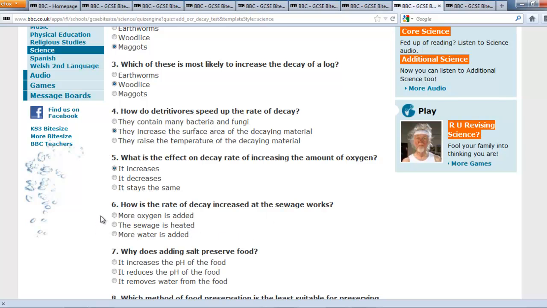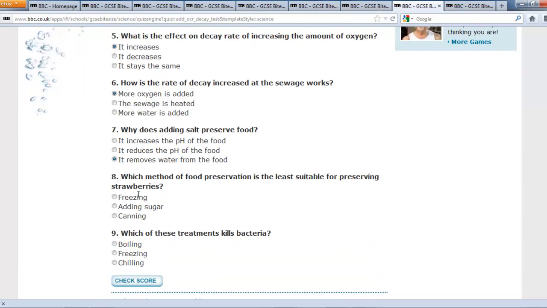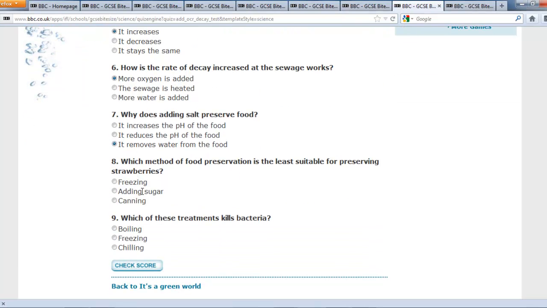How is the rate of decay increased as the sewage works? More oxygen is added. Why not heat the sewage? It would be just silly, it's so much energy. Sewage already has water in it, to be pretty much sure. Why does adding salt preserve food? It removes water from the food. What method of food preservation is the least suitable for canning strawberries?